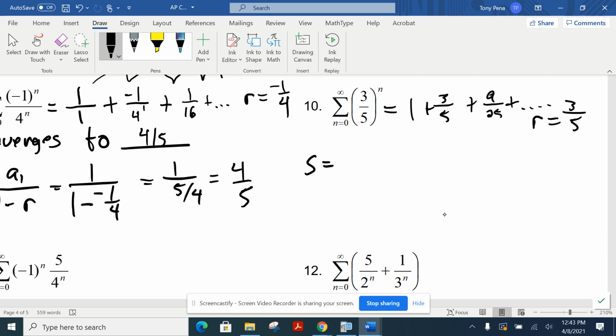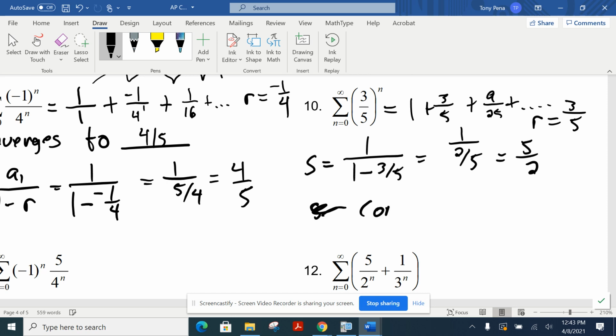And we're going to do our first term of 1, and then 1 minus that common ratio. Is that 2/5? So what we would then say, hopefully if you had this, is that this converges to 5 halves. Or if you throw it into your calculator and want to see a bunch of decimals, they're going to get closer and closer and closer to 2.5. Okay.